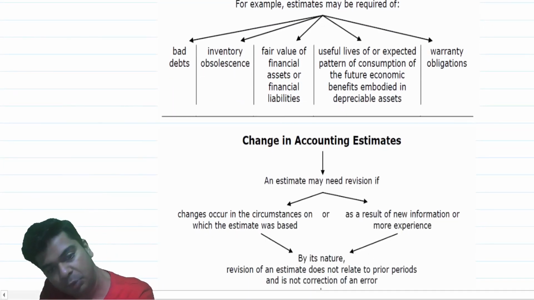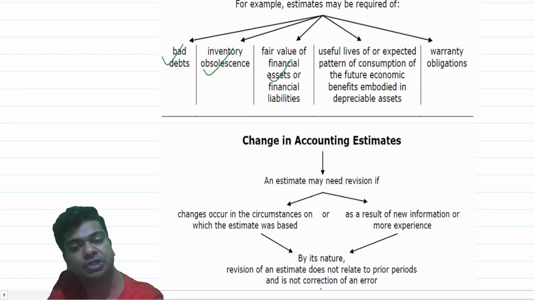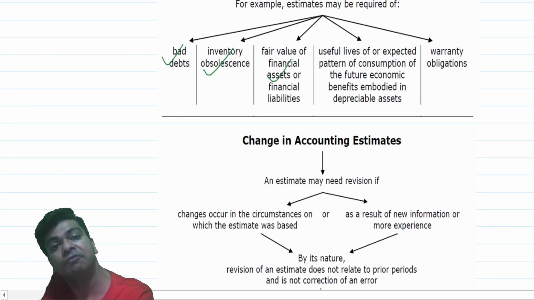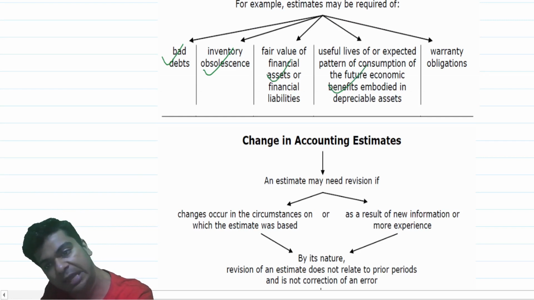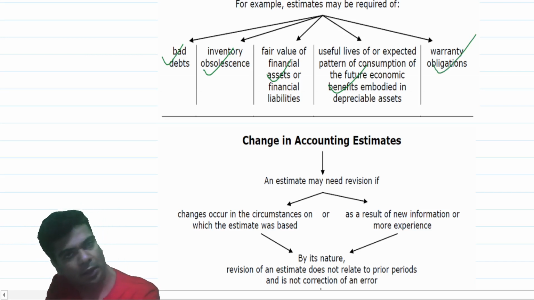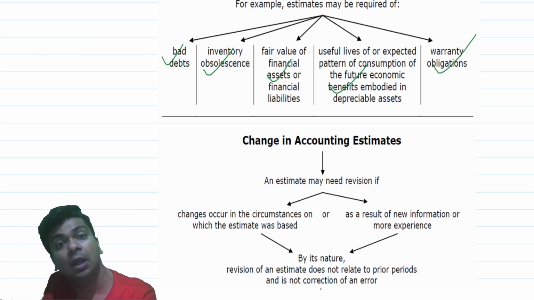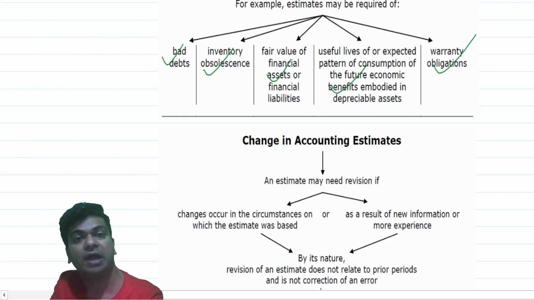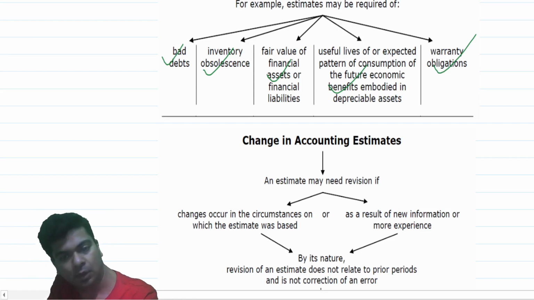Provision for bad and doubtful debts, inventory obsolescence, fair value of financial assets or financial liabilities, useful lives or expected pattern of consumption of future economic benefits of depreciable assets, warranty obligations, and these are only examples, right? It's not an exhaustive list. There are a lot many other estimates that we are regularly making when we are preparing our financial statements.